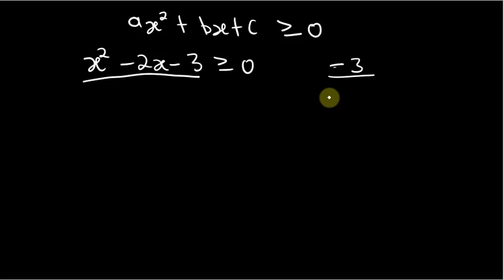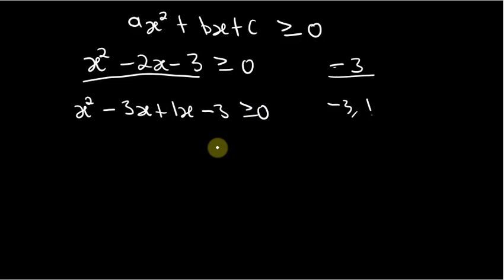So in this case the two numbers that will work for us are negative 3 and positive 1, because negative 3 times 1 gives us negative 3, but negative 3 plus 1 gives us negative 2, and that is the coefficient of the x term. Okay, so we are going to have our x squared minus 3x plus 1x because of the positive 1. Okay, minus 3, that is our third term here, being greater than or equal to 0.